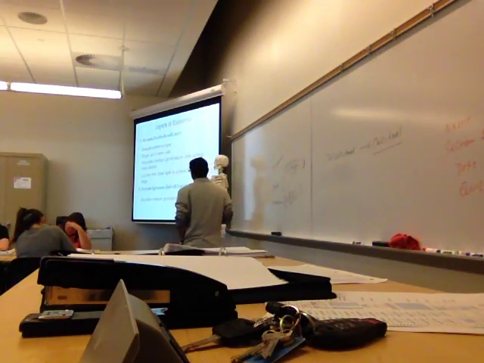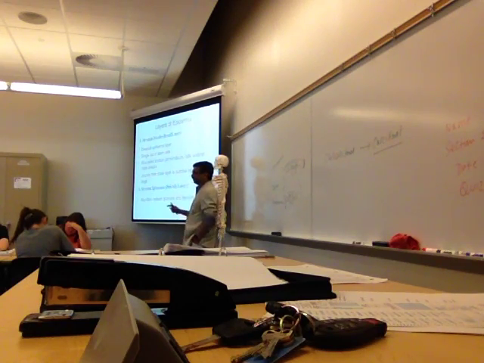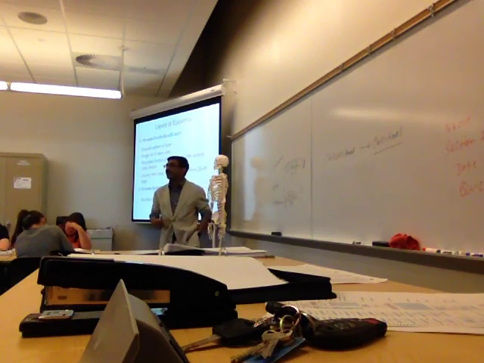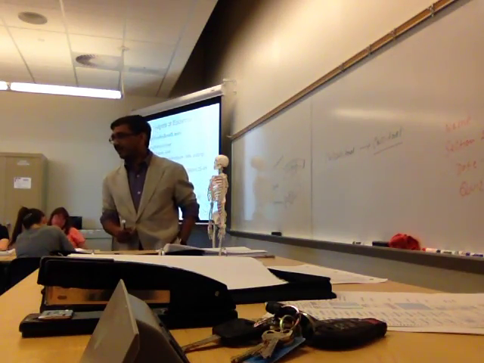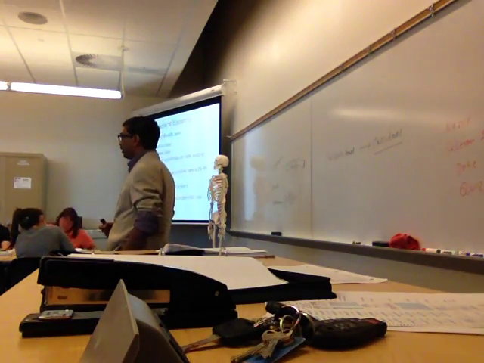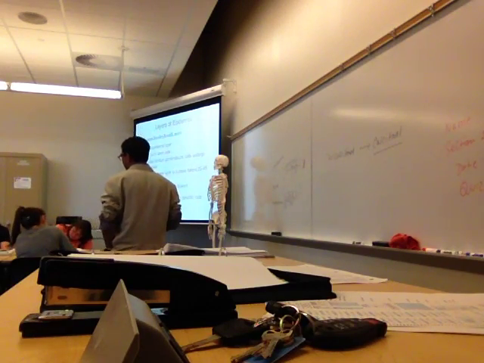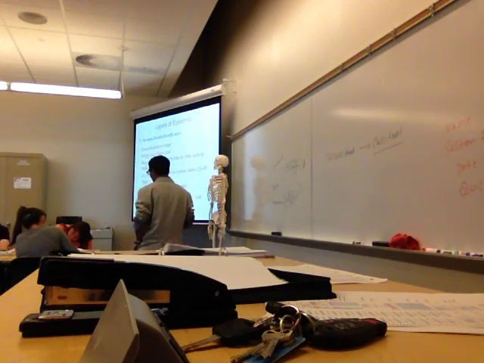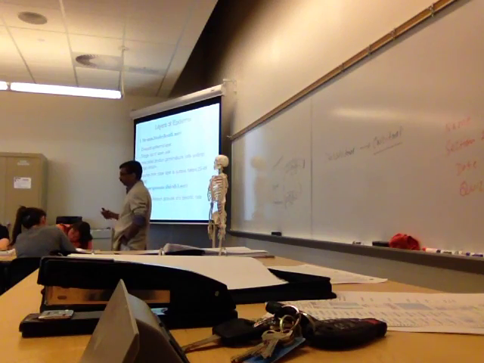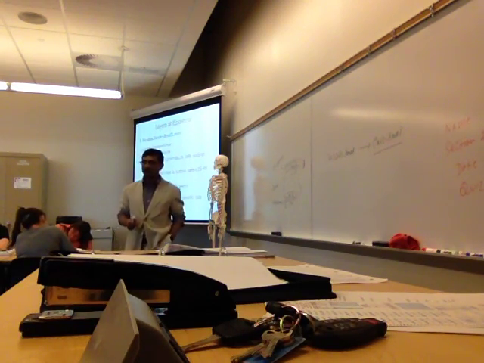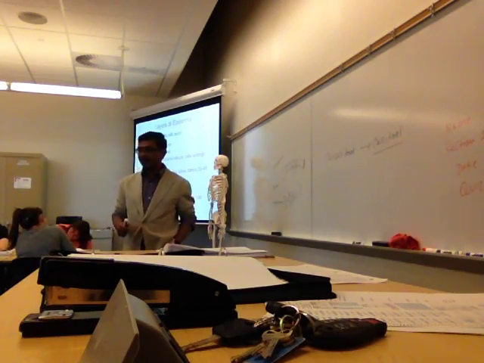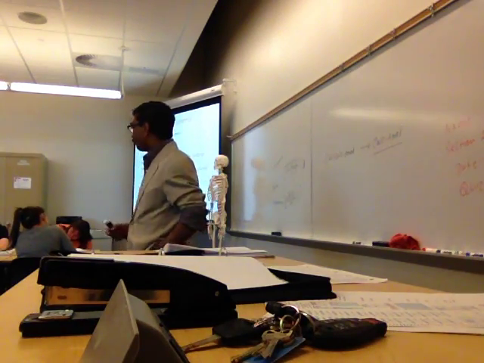Since this layer contains stem cells, this layer is also called stratum germinativa. Germinal cells. Stem cells are also called germinal cells. That's why this layer is also called stratum germinativa. Those cells can multiply very quickly and produce new cells. Those are stem cells or germinal cells.